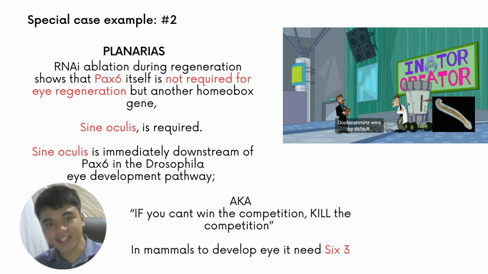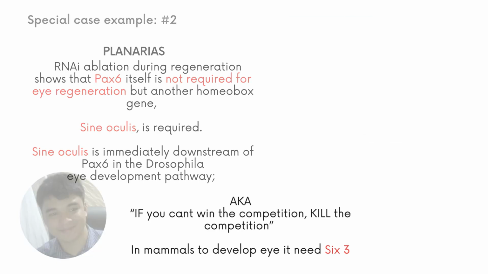So for Drosophila, sine oculis is the most important because it basically works downstream of PAX6, aka if you can't win the competition, kill the competition. That's what sine oculis did. It killed PAX6 so that it's the only one that can influence the eye. So in mammals, the development of the eye is Six3, which is also another homolog.